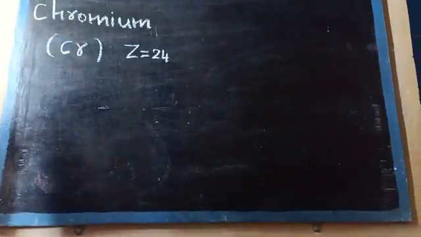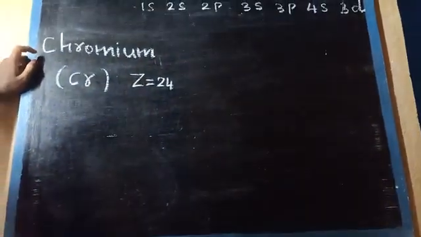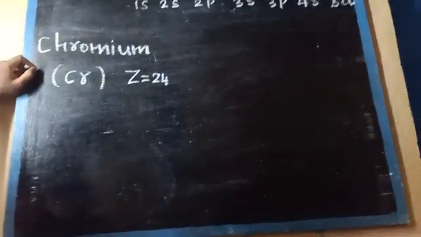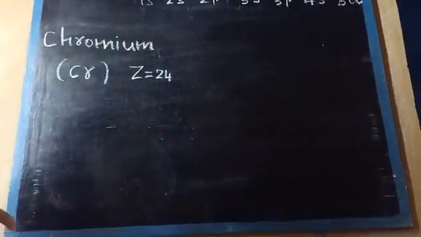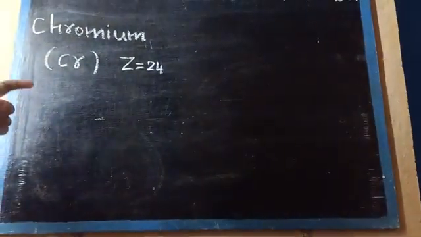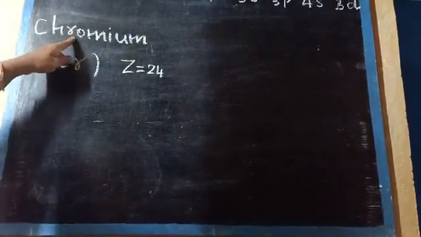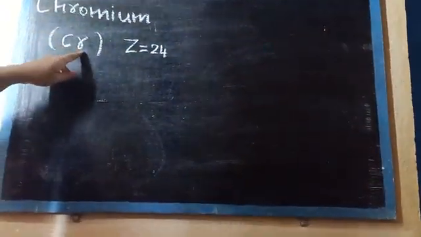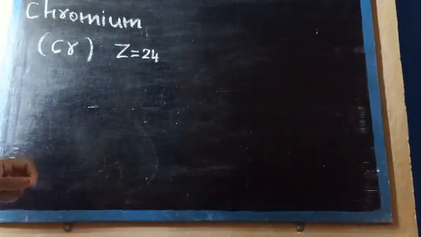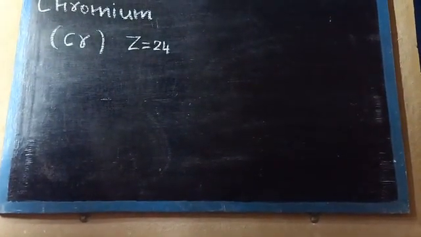Are you clear, children? Next example, chromium. This element is present in D block elements. It is present in the D block series. Chromium, symbol Cr. This Z is denoted as atomic number. Shortcut method, don't write atomic, so write Z. Same for mass number, symbol A.